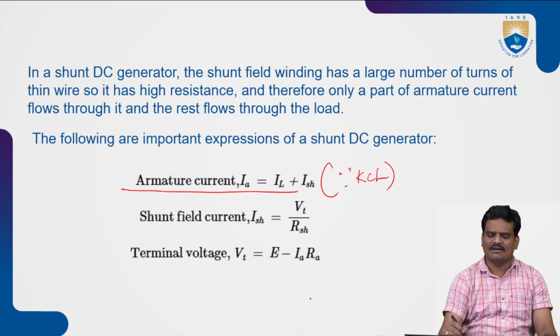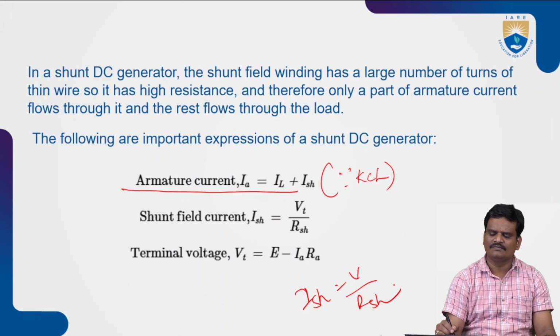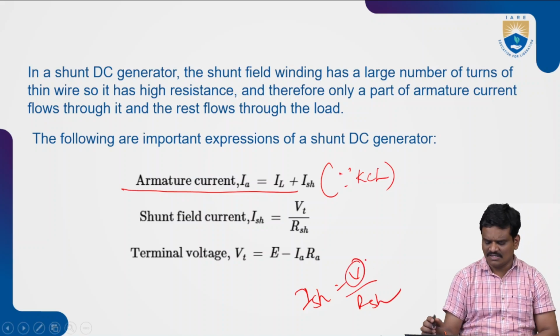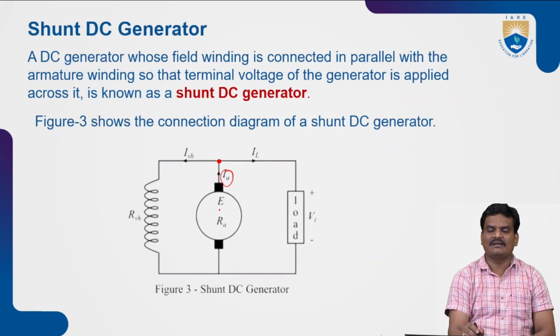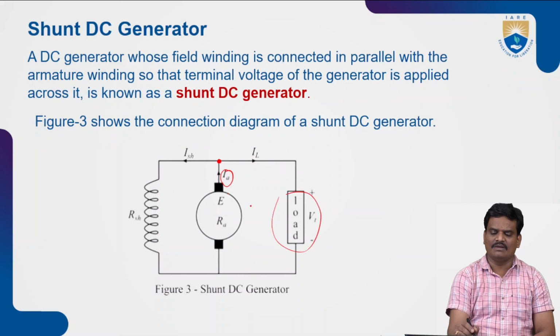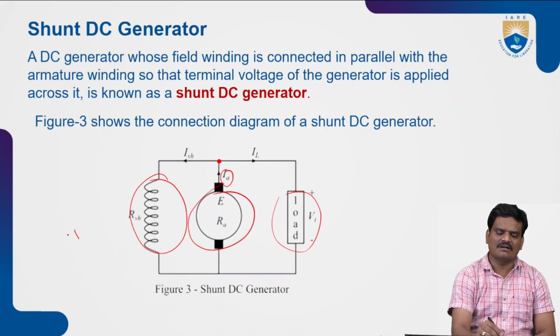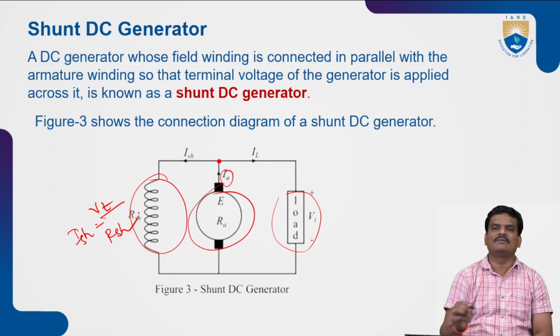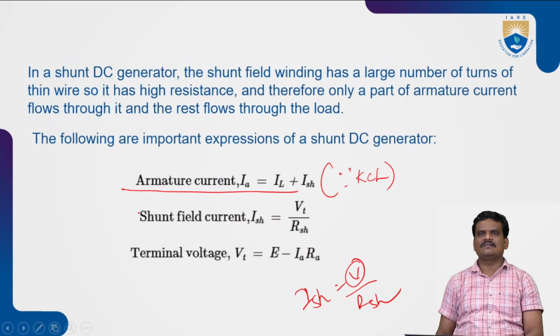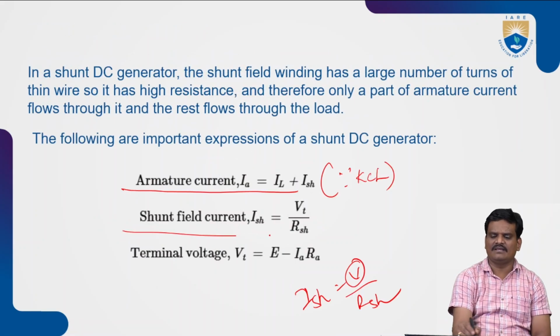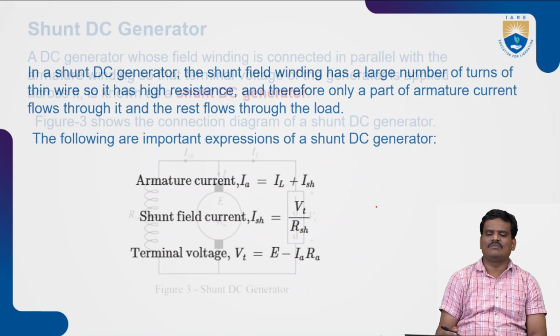The shunt field current ISH is always equal to V by RSH, that is, terminal voltage. As they are connected in parallel, the voltage across this will be equal to the terminal voltage. Yes or not? Then what about the current flowing? ISH will be equal to terminal voltage VT divided by the resistance offered by this element, that is RSH. The same thing is illustrated here, and the terminal voltage VT.